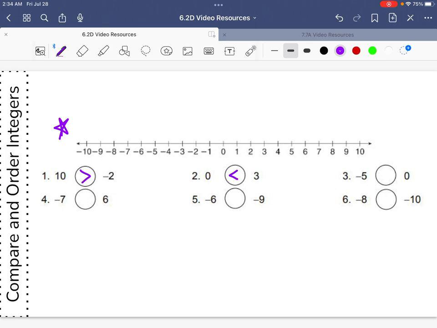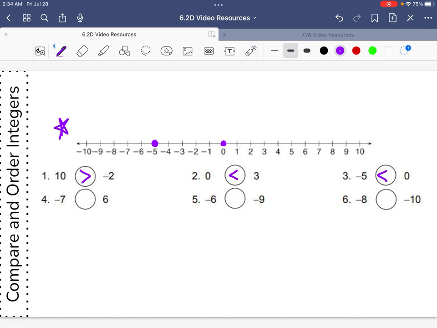My third problem, so I have -5 and 0. So again, I'm going to find -5, which is 5 to the left of 0. And I'm going to compare these two integers. And I see that -5 is less than 0, or that 0 is greater than -5. So my inequality symbol will open towards the greater value, which is 0. And if I were to read that statement left to right, that would say -5 is less than 0.